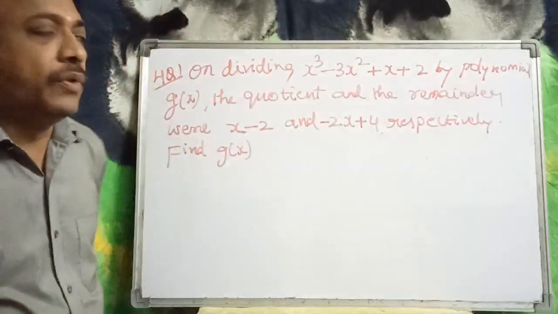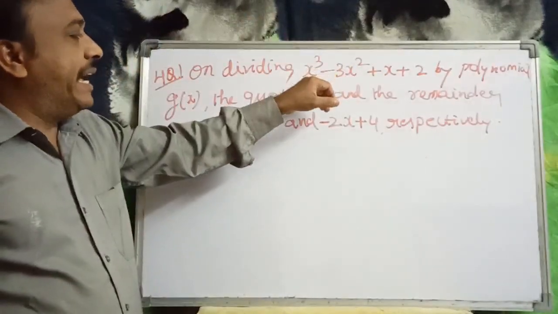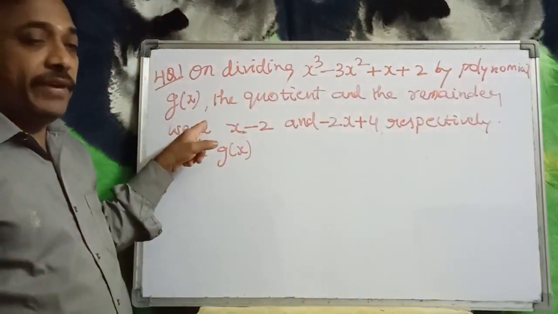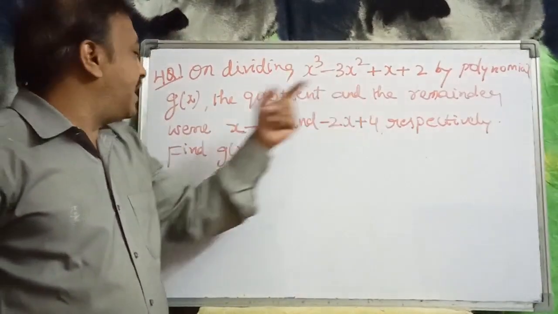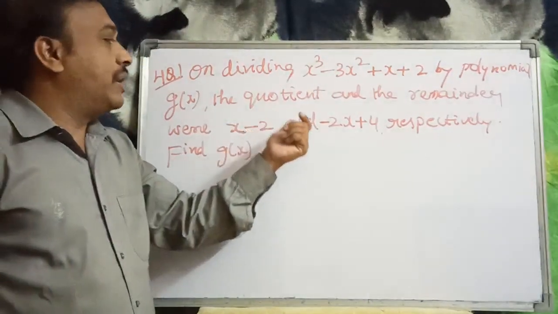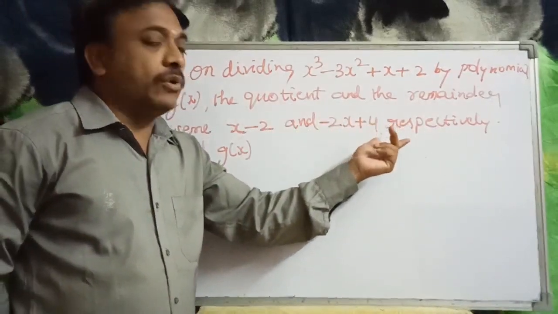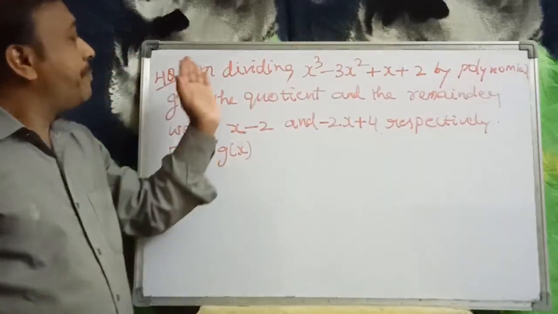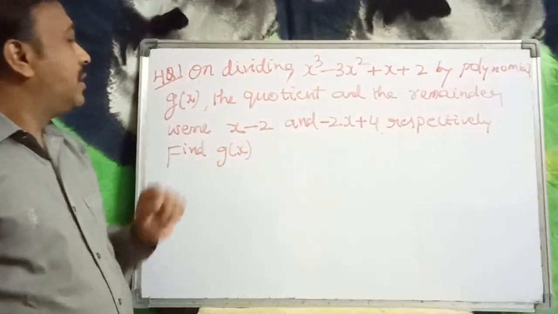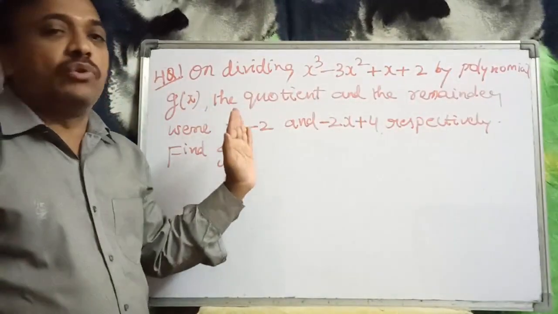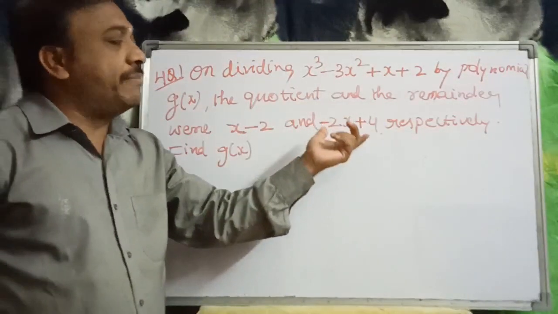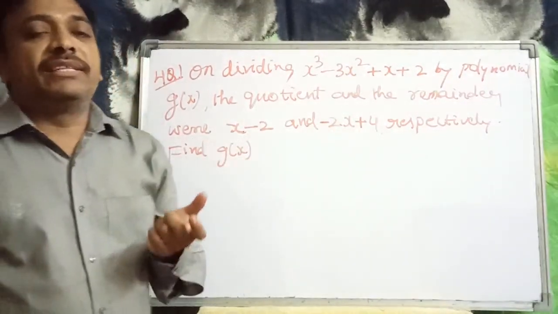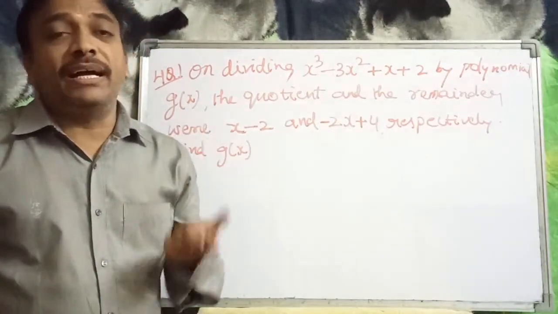Now question number 4. On dividing x cube minus 3x square plus x plus 2 by polynomial g of x, the quotient and the remainder were x minus 2 and minus 2x plus 4 respectively. Find g of x. So p of x is given, q of x, that is the quotient, is given, and r of x, the remainder, is also given. We have to find g of x. What is g of x? That is the divisor. We have to find the divisor.